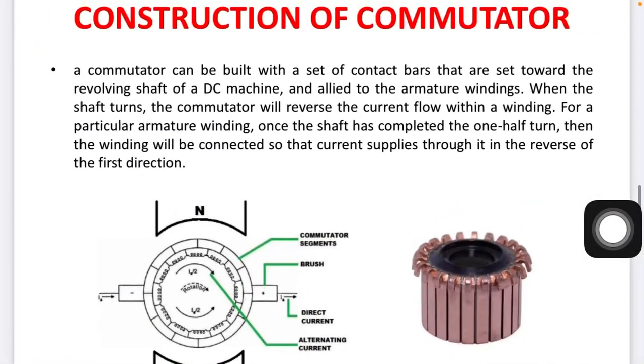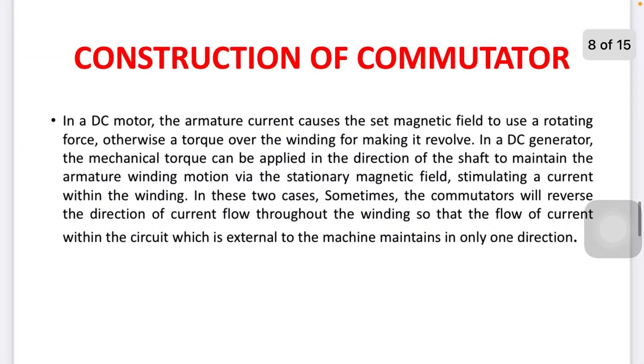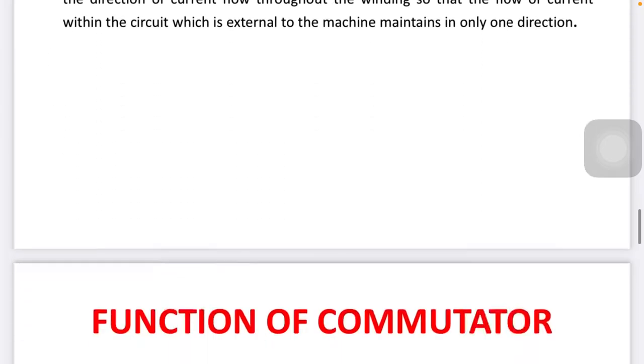So that is the commutator function in the DC generator. Now, construction wise in a DC motor, the armature current sets up a magnetic field to produce the rotating force, otherwise the torque on the winding, making it revolve. In a DC generator, machine torque can be applied to the shaft of the machine to maintain the armature winding motion via the stationary field winding. So on those two cases, sometimes the commutator will reverse the direction of current flow through the winding.